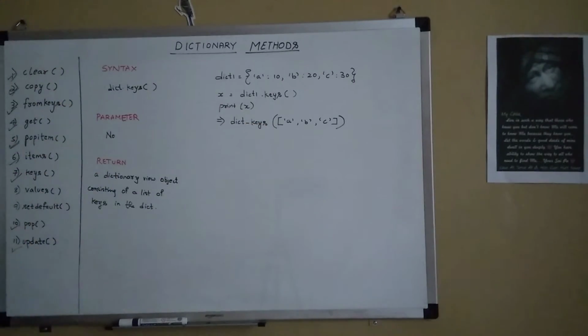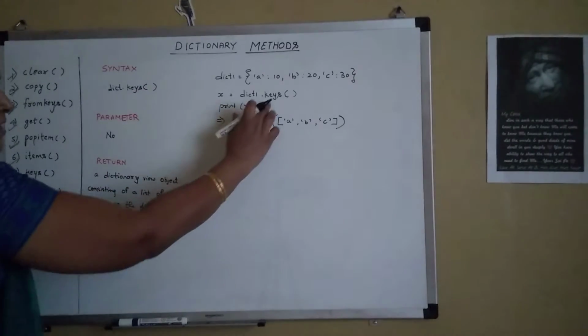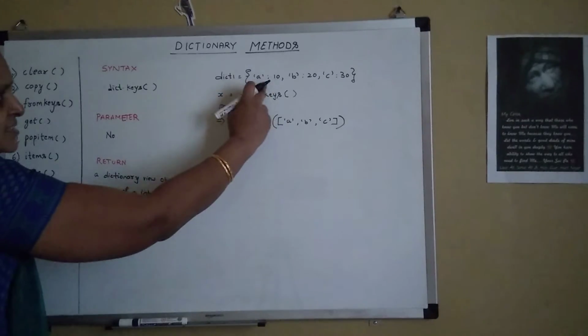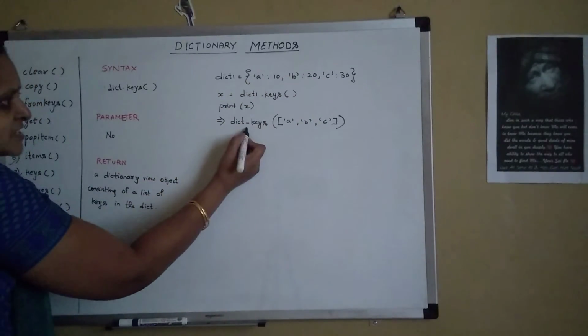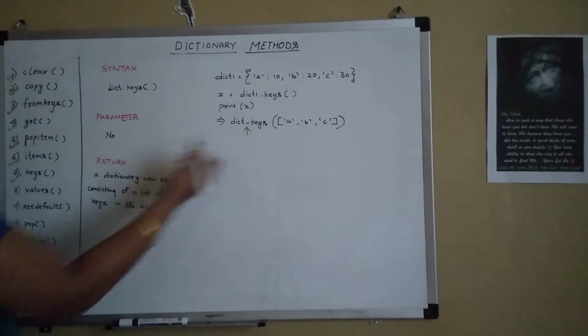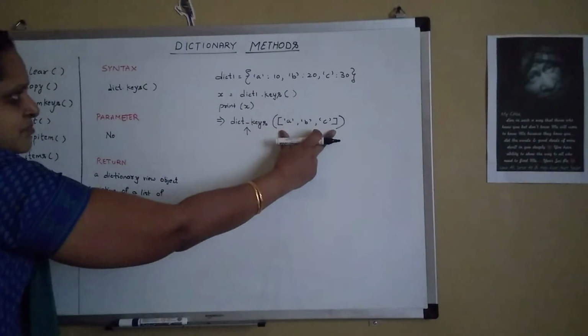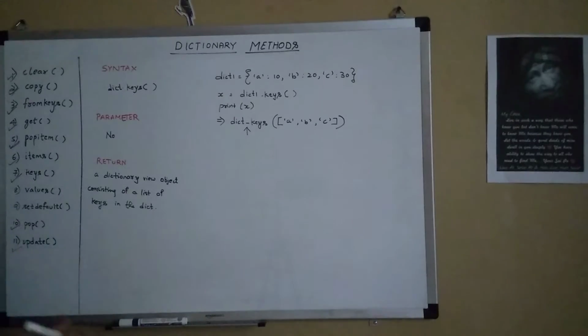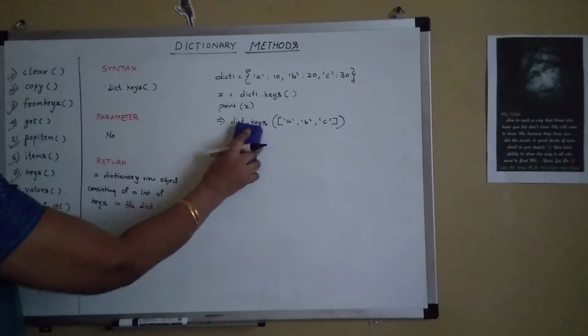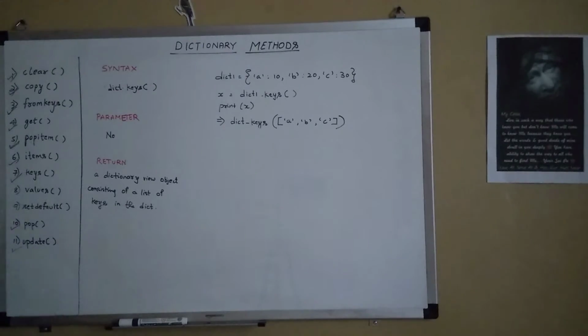So friends, what does the dict keys method do? It takes no parameters and it will return a dictionary view object consisting of a list of keys in the dictionary. When I say keys, it gives the keys in the dictionary, and dict_keys is the dictionary view object, and it gives a list of keys present in this particular dictionary which we have defined. So this is how the keys built-in function works in Python.